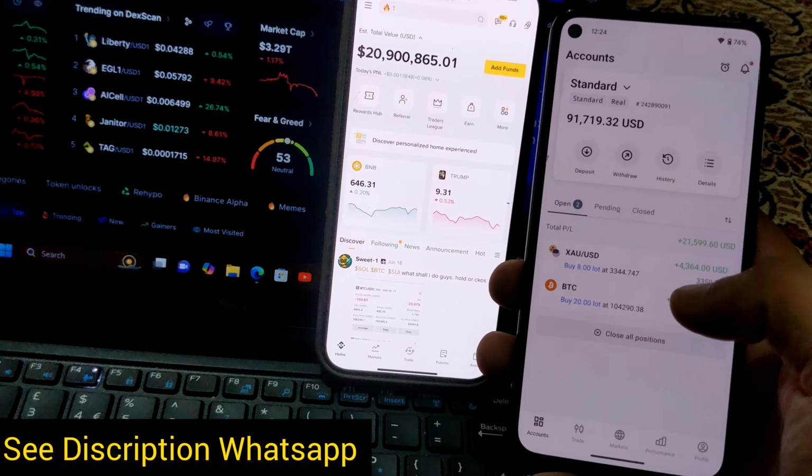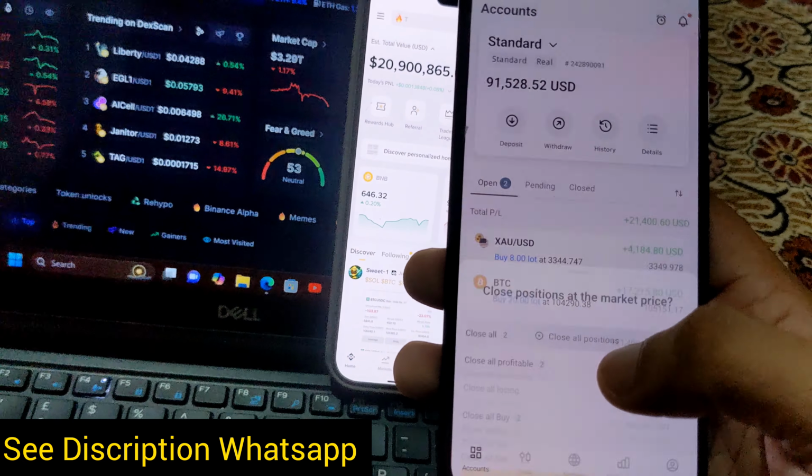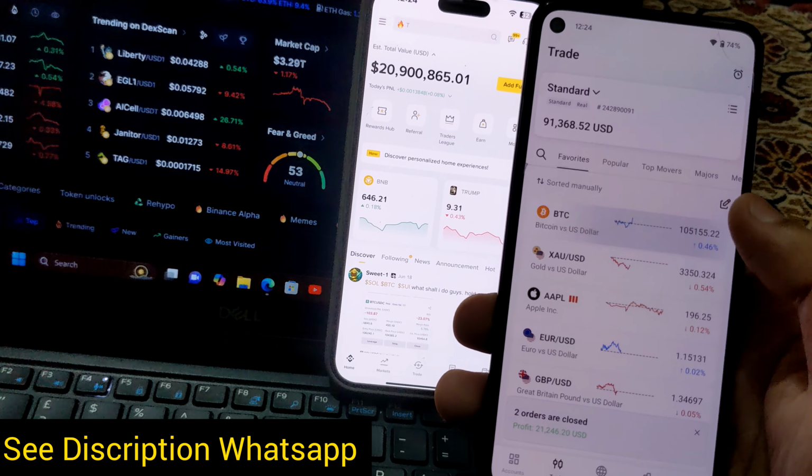So this is my XNS account. See this coin is tradable. Okay, see this live trading. See this. I will close these positions and I will book the profit. Okay, you can trade and earn real money.